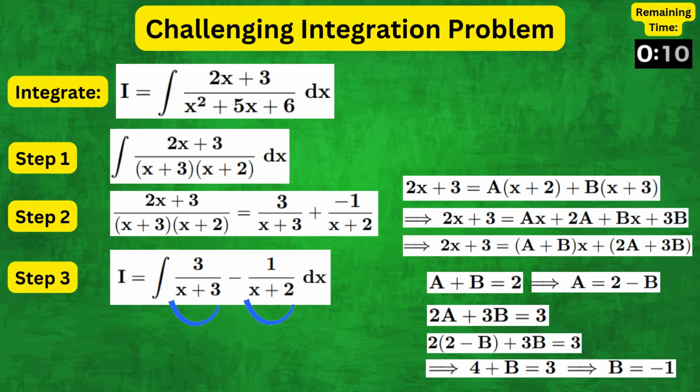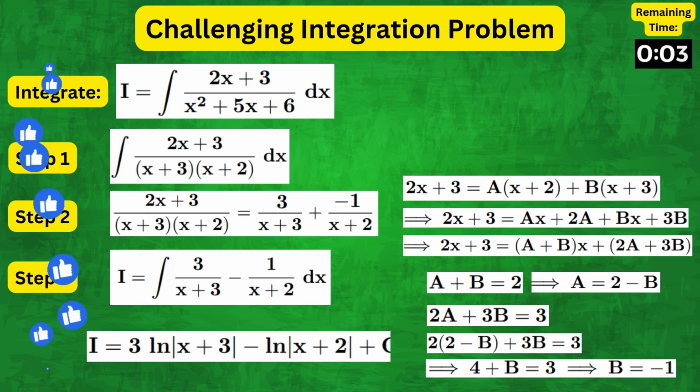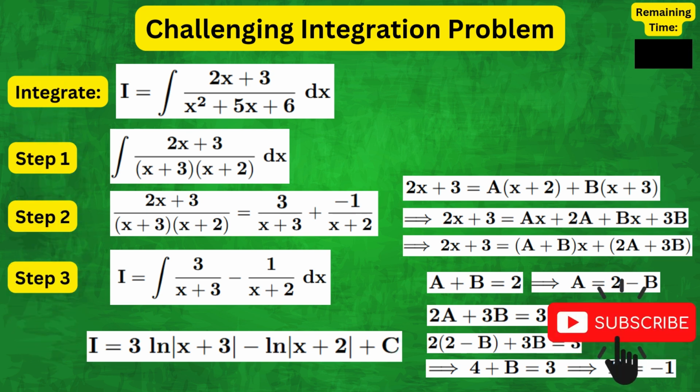Finally, integrating each term separately using logs, we get the answer I = 3 ln|x + 3| - ln|x + 2| + C.